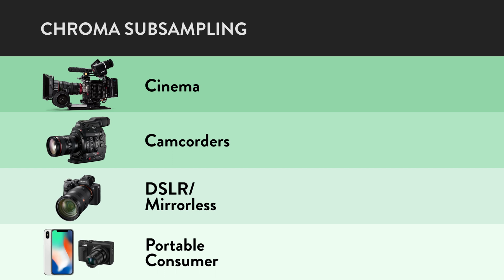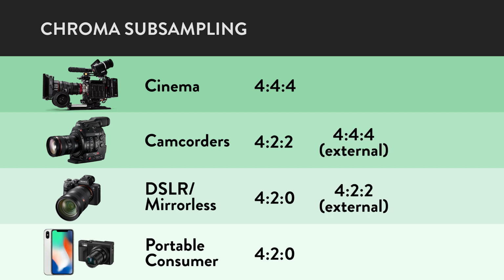Most consumer cameras shoot 420. Professional camcorders shoot 422, while only the highest-end cinema cameras record 444. And just a note, because it's not confusing enough, most cameras that record one quality of footage internally are able to record a higher quality of footage externally. So what does all this jargon mean in the real world?